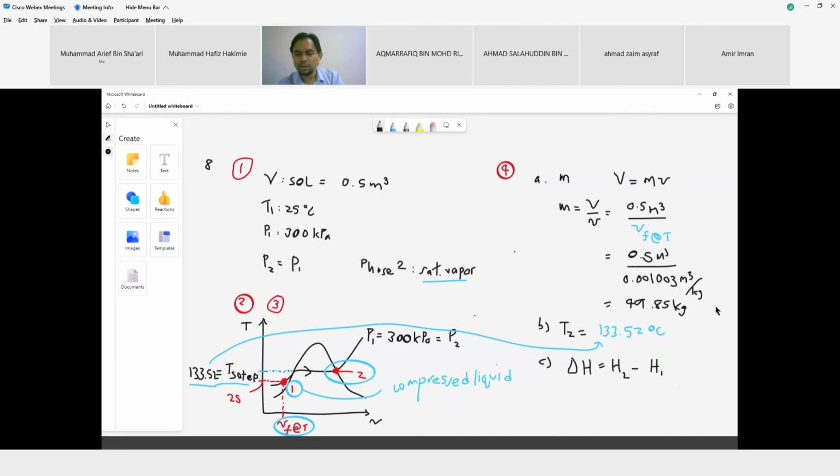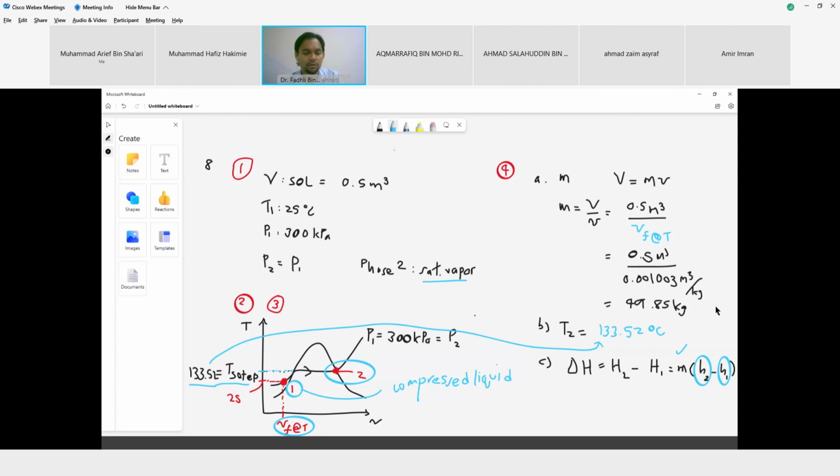Okay. Or we can write as well as M bracket small h2 minus small h1. Okay, so if you look at this equation, we have M, but you need to find h2 and h1. You have to find both values. From where? From this diagram.